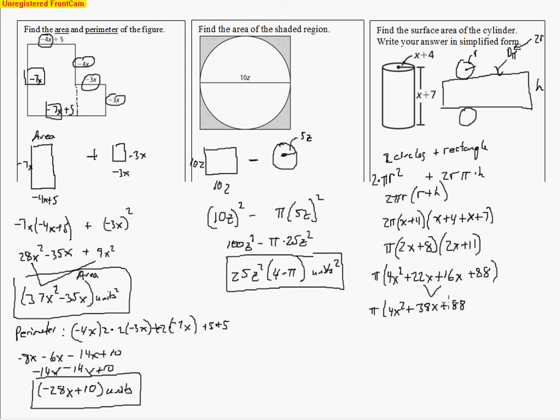So now I'll multiply by pi. It leaves me with 4 pi x squared plus 38 pi x plus 88 pi. And that's the polynomial that represents the area. So it's going to be units squared. And so there's our answer.